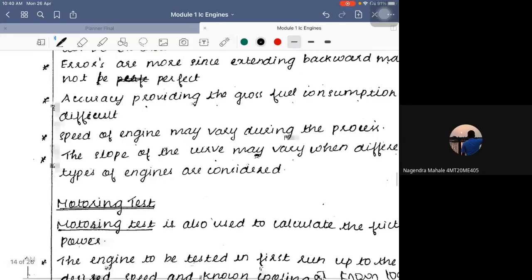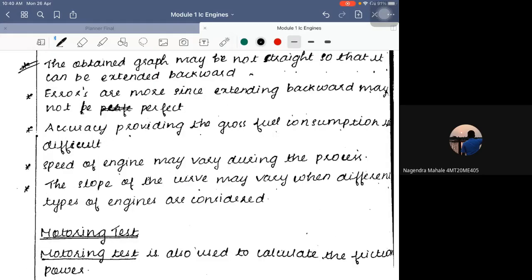Next, the speed of the engine may vary during the process. Correct, Nagendra? One thing to remember, while carrying out the Williams-Lines method, the speed of the engine should be constant. But maintaining the speed of the engine constant is again a difficult task, isn't it? Last point, Nagendra.